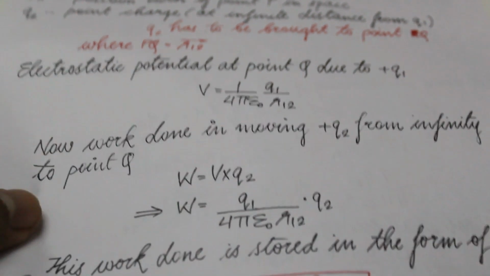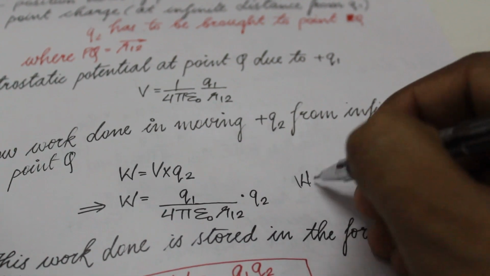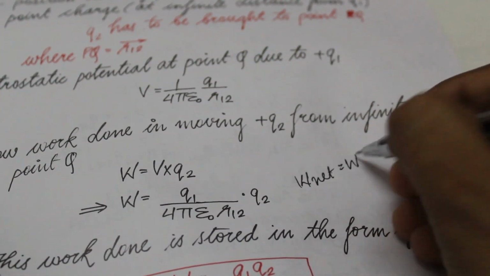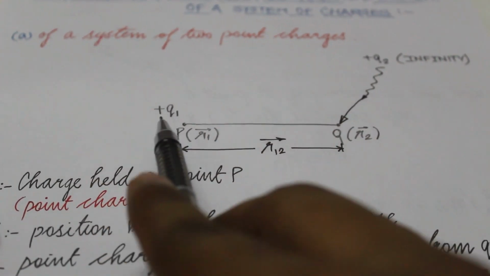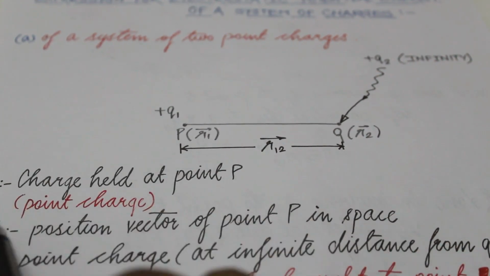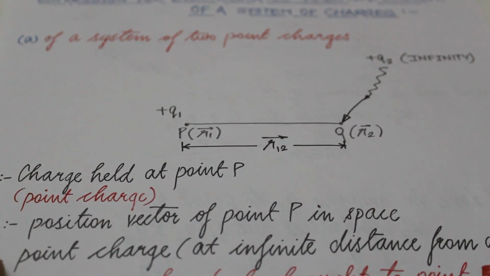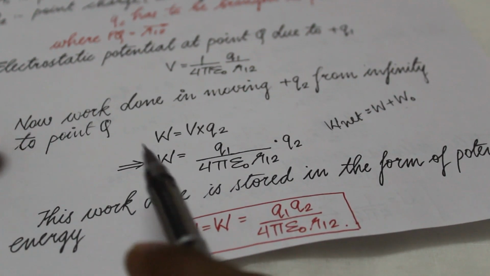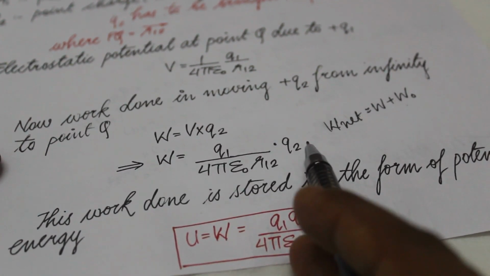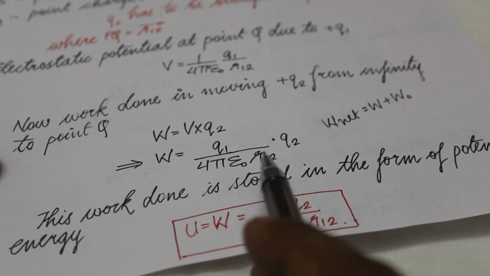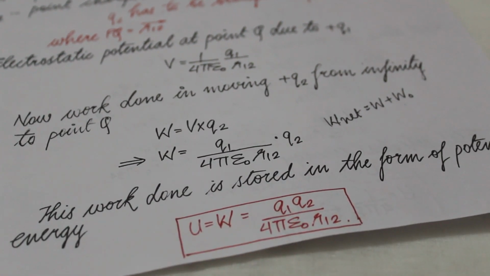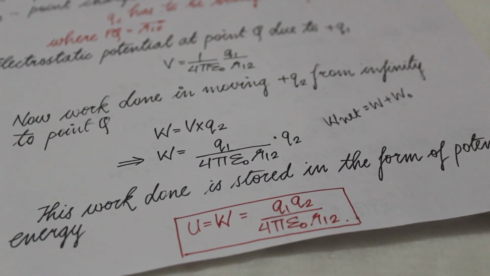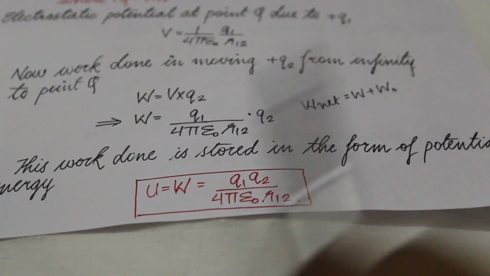The total work, W net, will be equal to W plus W0. W0 here is the work done in moving this plus q1 charge from the origin to this point, and as we have already discussed, it is equal to 0. So the net work done will become q1 q2 upon 4 pi epsilon naught R12. As this is the work done against the electrostatic force produced by plus q1, it will be stored in the form of potential energy.